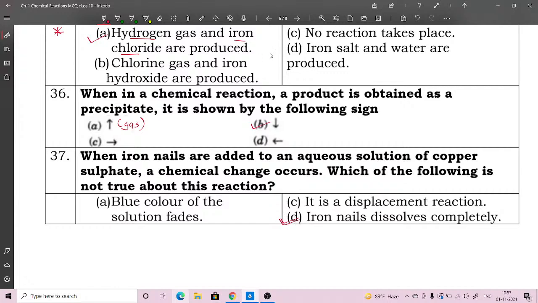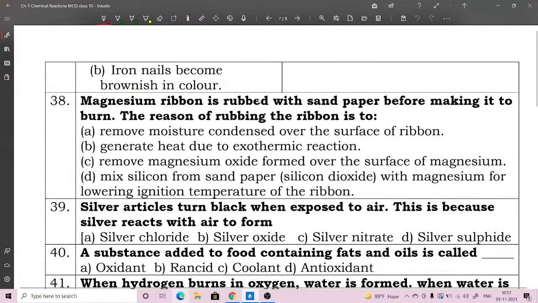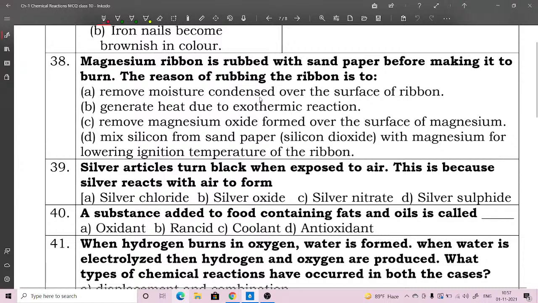Okay. Let us move on to question number 38. When magnesium ribbon is rubbed with sandpaper before burning it, what is the reason for rubbing it? Why do we rub the magnesium ribbon? To remove moisture condensed over the surface, to generate heat due to exothermic reaction, to remove magnesium oxide from over the surface of magnesium, or to mix silicon dioxide from the sandpaper with magnesium for lowering the ignition temperature of the ribbon. We know that when magnesium ribbon is exposed to air for a longer duration, magnesium oxide is formed. To remove this, we rub it with sandpaper before burning it. So the correct option is C.